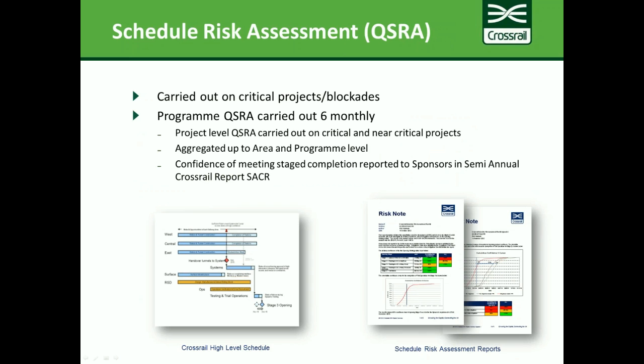A little bit about schedule risk assessment, essentially carried out on blockades, and this is something that would be familiar to those of you who work in the railway industry or any other industry which has critical shutdowns. We did some detailed quantitative schedule risk assessments to give confidence that the work can be delivered within that shutdown. And we also escalate that process into projects and then to the programme as a whole. And every 6 months we do a QSRA to give the sponsors the confidence that we're able to deliver on time and open the railway on time.